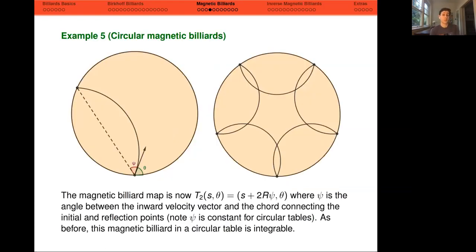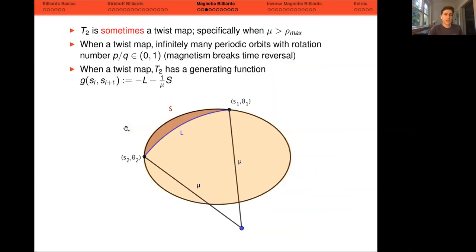In the case of circular magnetic billiards, this map simplifies a whole lot and we can write down an expression explicitly for it. I've got a question here from Kara: does L minus S mu work for general tables or just elliptic? This generating function is for all convex tables. It is not specific to ellipses, but this picture is just drawn for ellipses because it makes it a little bit nicer.